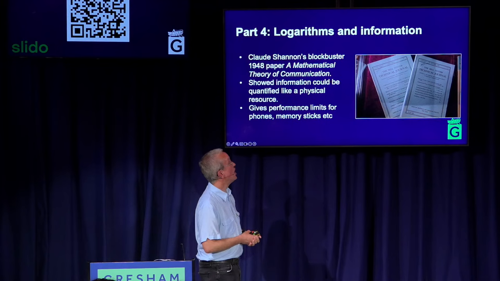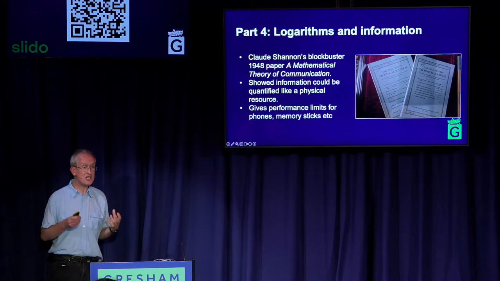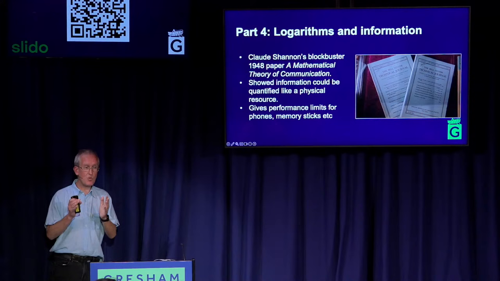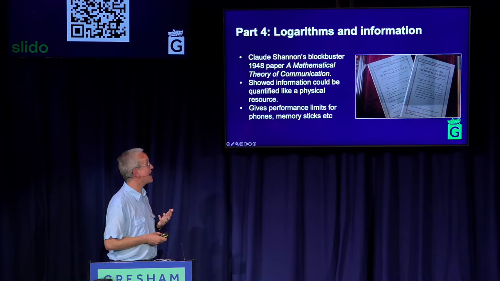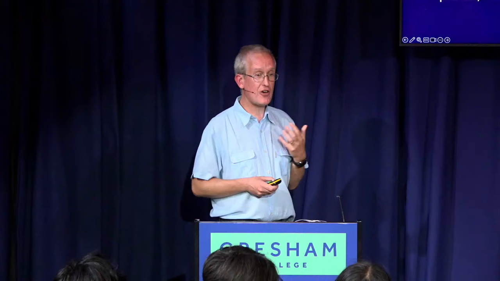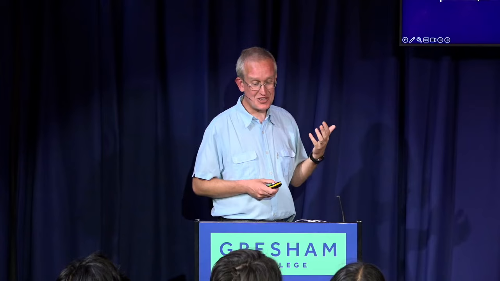So what did he do? What he showed was that information we can understand as a physical resource, that information is something that we can measure, we can quantify it, we can compress it, we can send it over noisy channels. All this stuff came back to Shannon. He gave the fundamental limits for lots of things to do with how our life is now. So when you buy a phone, when you buy a memory stick, you're talking Shannon's language. Things to do with bits and bytes, that's to do with Shannon. Shannon's contribution was to develop this language to quantify these things.